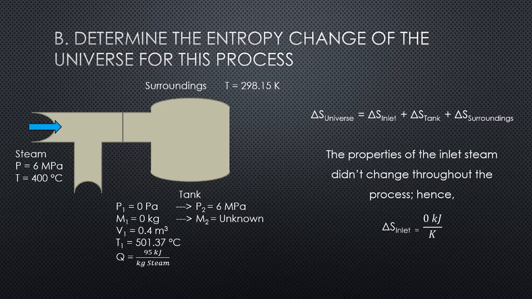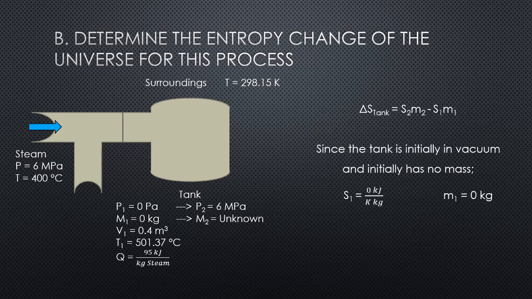B. Determine the entropy change of the universe for this process. The total entropy change of the universe is equal to the change of entropy in the steam inlet, the tank, and in the surroundings. Since the inlet steam remained the same throughout the process, no entropy change is observed. Thus, it is equal to 0.